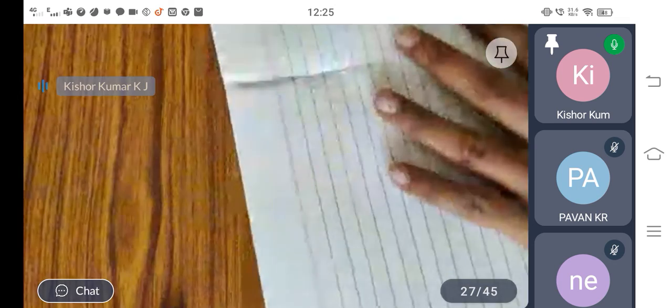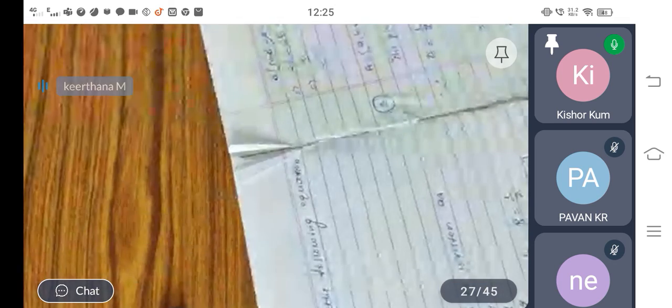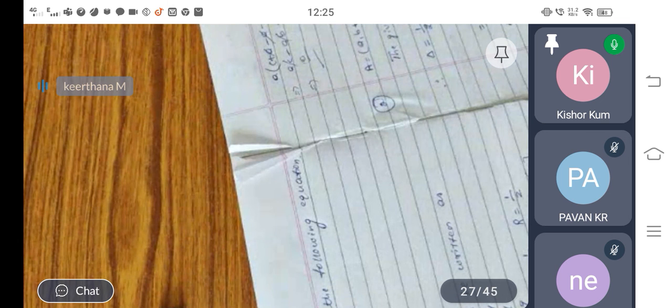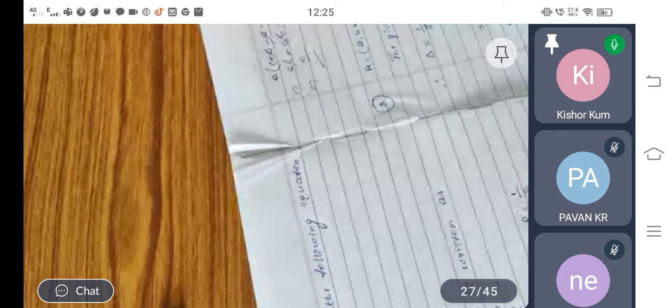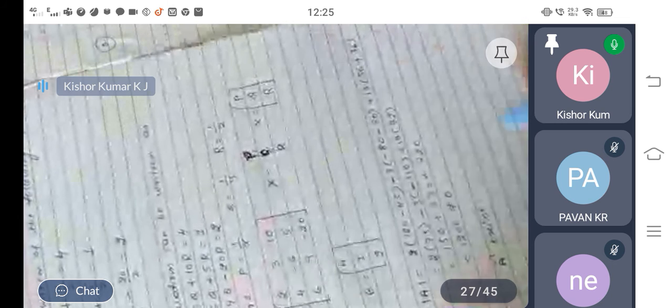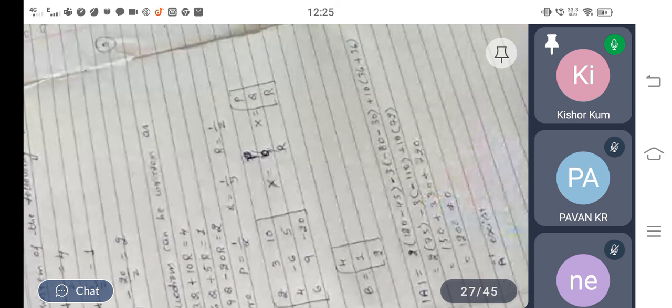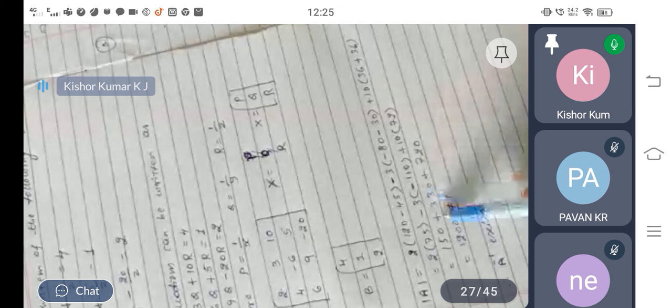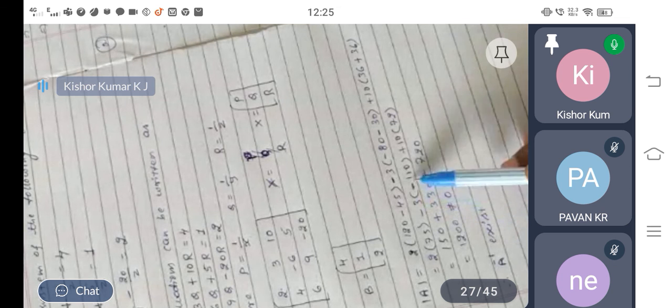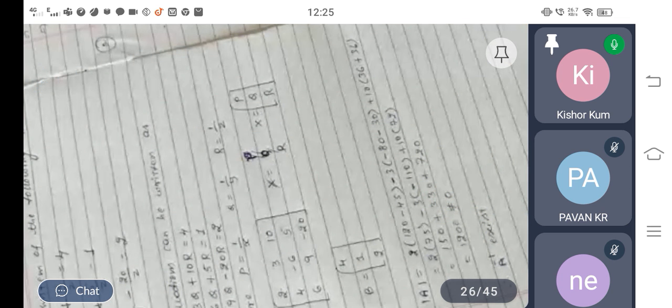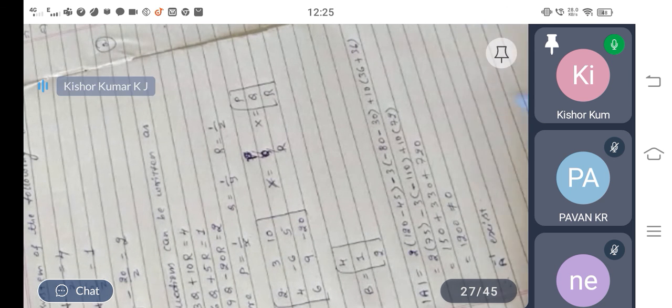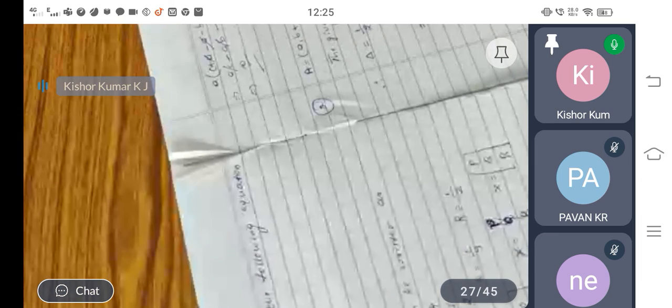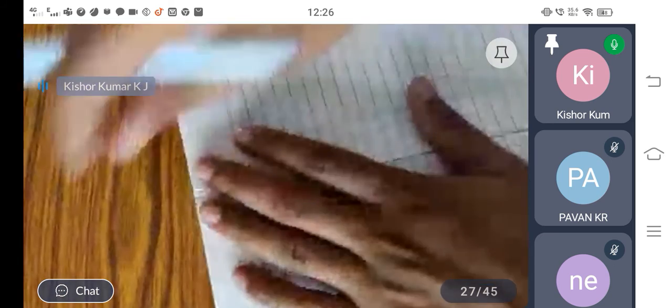Excuse me, sir. 110 plus 3 is 113, no, sir? It is not a plus, it is multiplication. 110 into 3. Minus into minus, plus 3 into 110. Here it is a multiplication, not addition. Correct? Yes, sir. So now I am going to write on the next page.